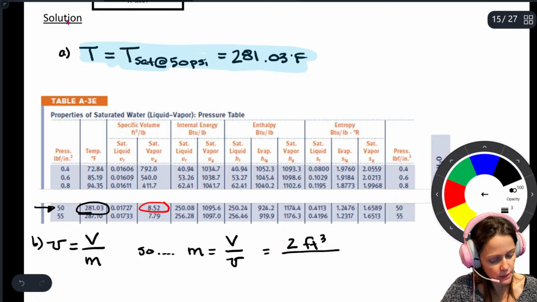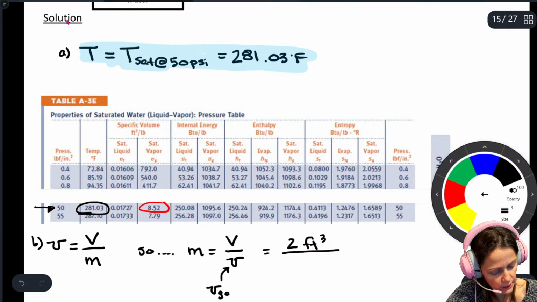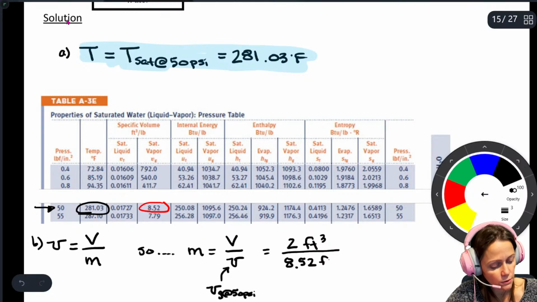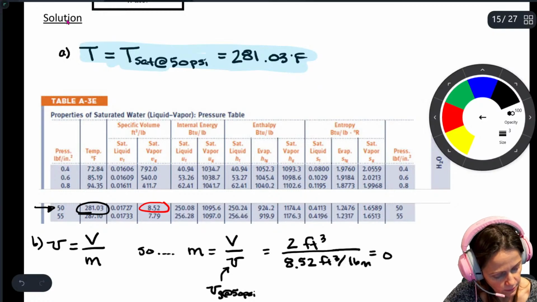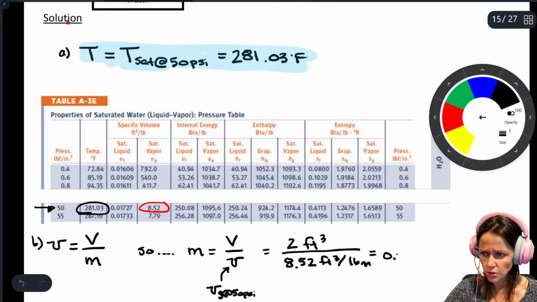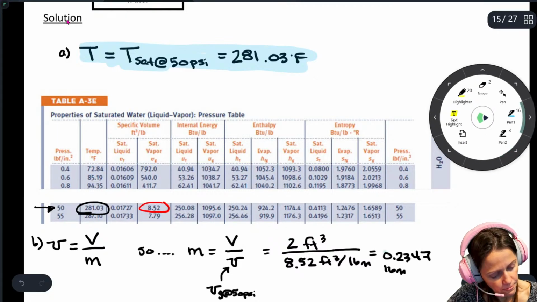So perfect. So this is V sub G at 50 psi, which is 8.52 feet cubed per pound mass. You can see I don't really need to do any unit conversions or anything like that. I'm going to get 0.2347 pound mass. Yeah. So that's my mass.